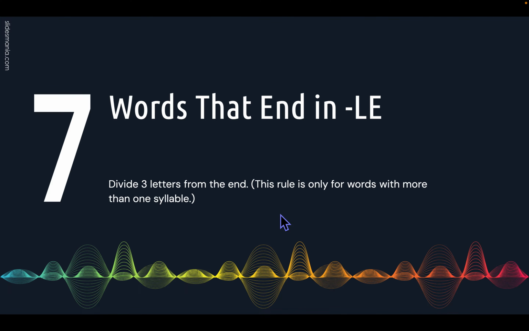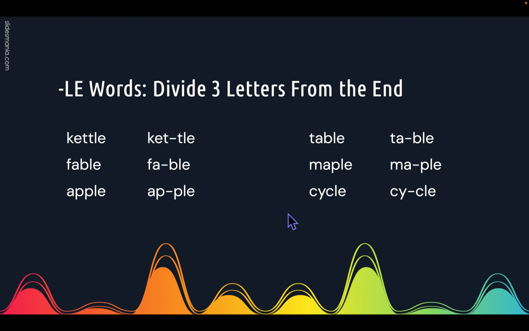If you have multi-syllable words that end in LE, you want to divide three letters from the end. Remember, this does not work with one-syllable words. So we have a word here. It has two vowel sounds, so we have two syllables. So we want to split three letters from the end. So this syllable will have the short E sound of eh. So we will have kettle.